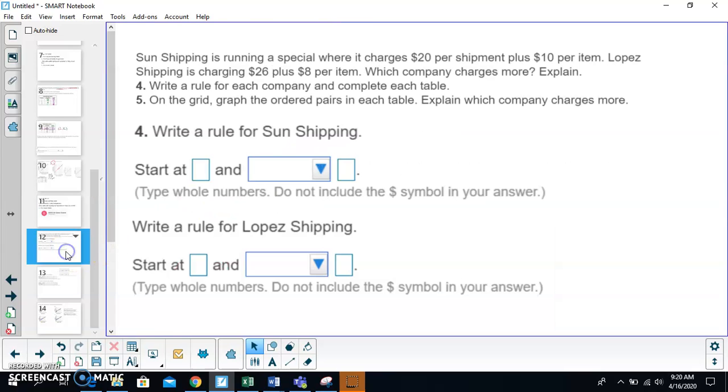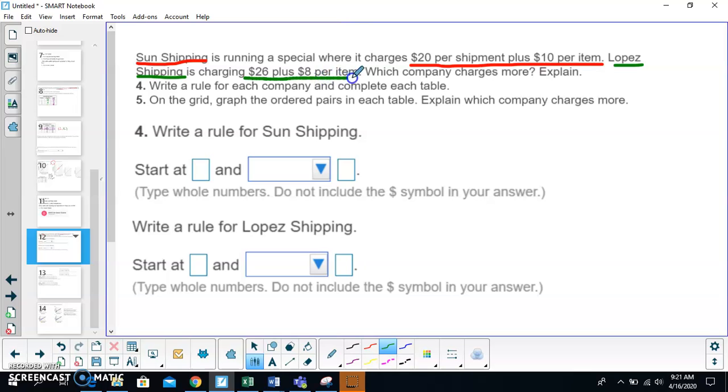All right, let's get started. The first one says, Sun Shipping is running a special where it charges $20 per shipment plus $10 per item. Lopez Shipping is charging $26 plus $8 per item. Okay, so we have some key things we need to keep in mind. We have that Sun Shipping is charging $20 per shipment plus $10 per item. And we have Lopez Shipping, which is charging $26 plus $8 per item. Which company charges more?